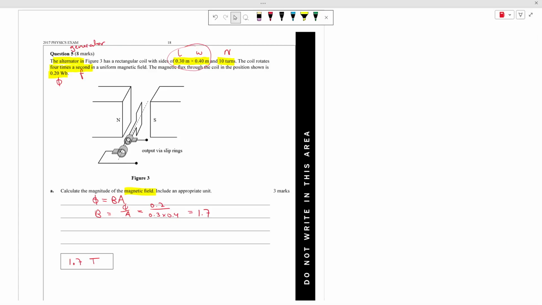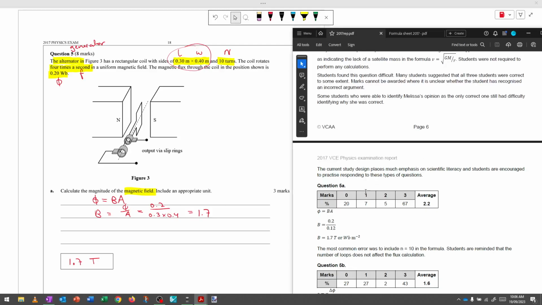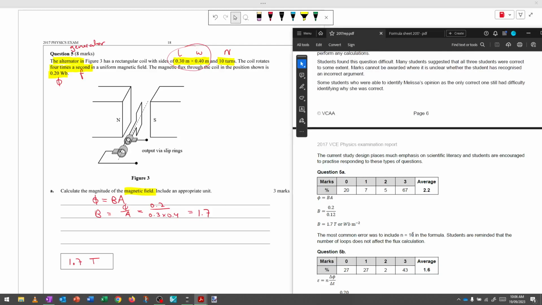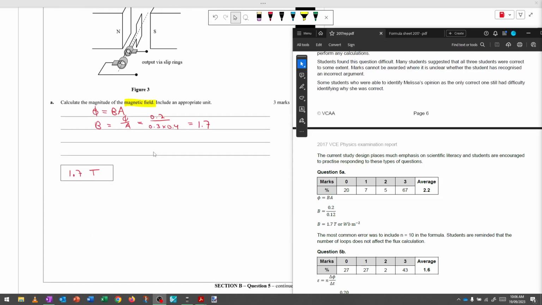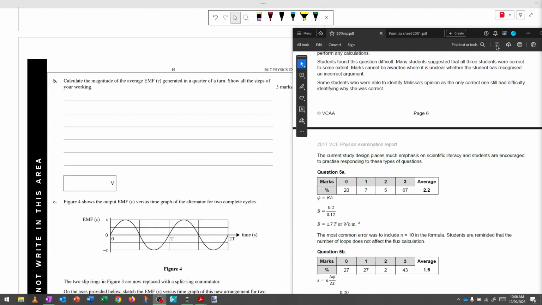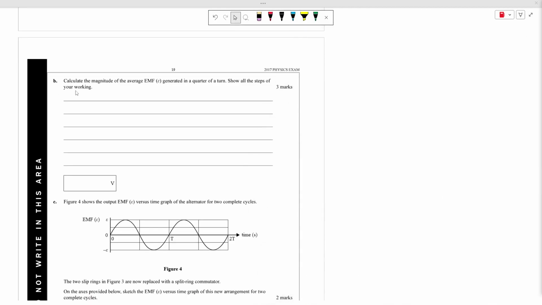Right, examiner's report. Most common error was to include n equals 10 in the formula. Don't need to do that, there's no reason for us to do that. Students are reminded that the number of loops does not affect the flux calculation. Alright, cool. Let's move on.